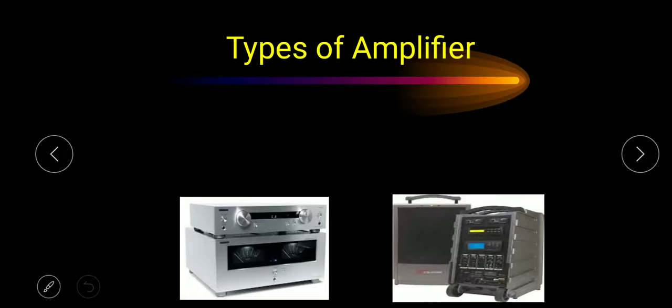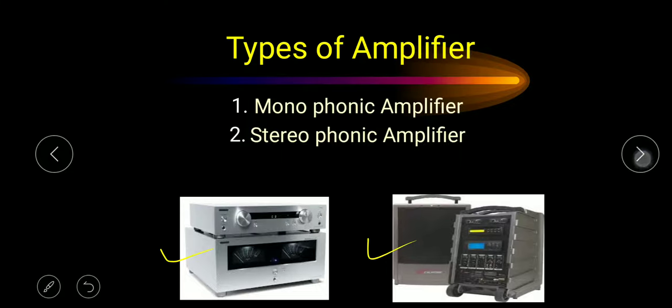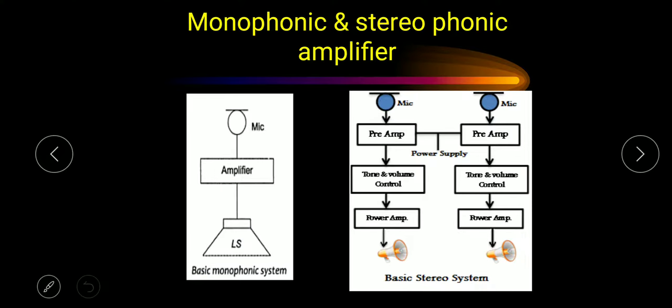I am showing here different types of hi-fi amplifiers, some types of audio amplifiers, and there are basically three types of audio amplifiers. The first one is the monophonic amplifier, the second one is the stereophonic amplifier, and the third one is the hi-fi amplifier. So we will see them one by one, differentiating them from each other. This is the main diagrammatic differentiation between monophonic and stereophonic amplifier.